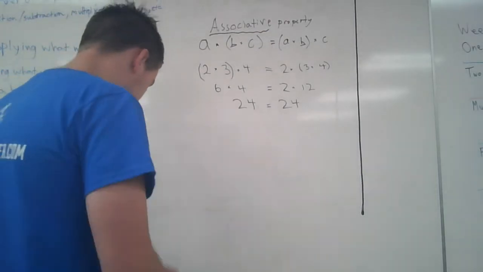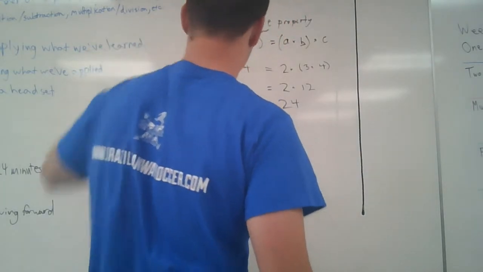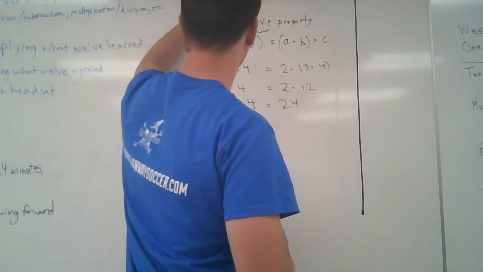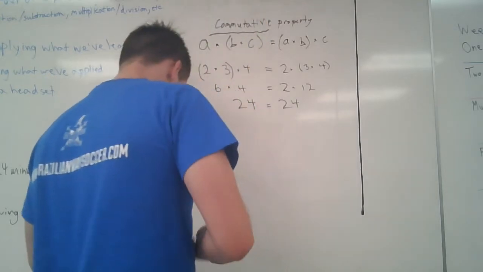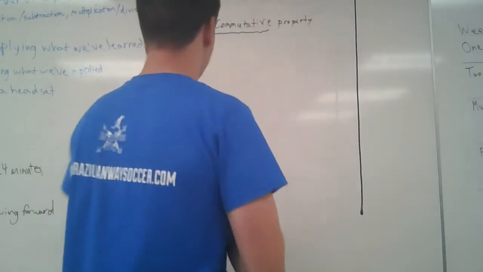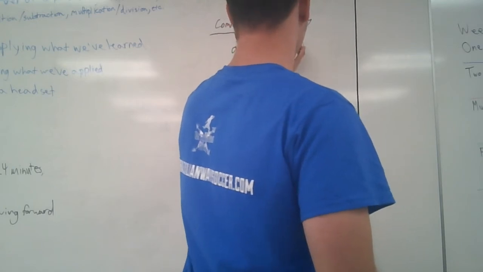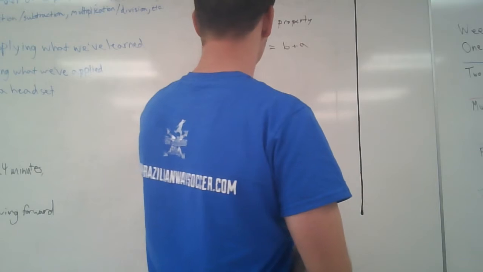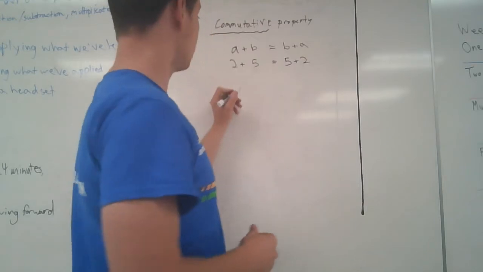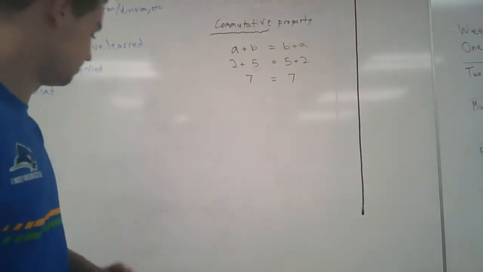The second property that we're going to cover here is called the commutative property. I'm just going to go ahead and erase that word so I can get commutative property. This means A plus B equals B plus A. Like 2 plus 5 equals 5 plus 2. And again, we have 7 is equal to 7. So this just shows that this holds for addition.